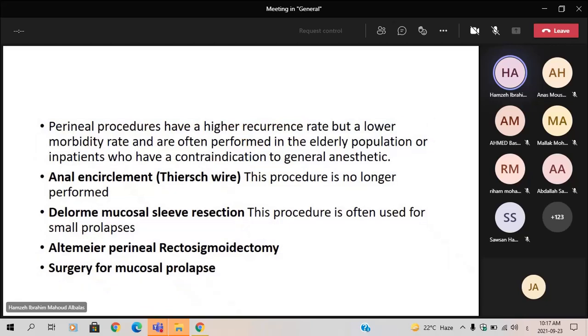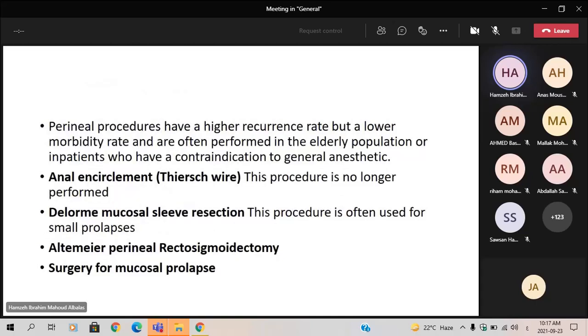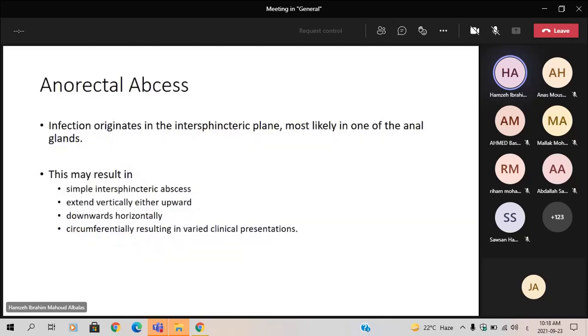Previous techniques used include Delorme, mucosal sleeve resection, or maybe Altemeier, or maybe surgical resection of the rectum and sigmoid, and the outcome of the procedure is questionable. The patient most likely complains of rectal pain, feeling of incomplete evacuation, or recurrent prolapse. Another pathology in this area is anorectal abscess.